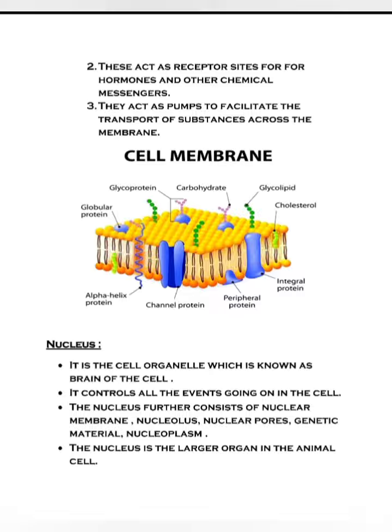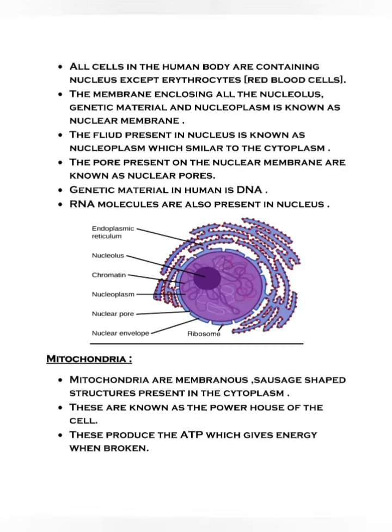Now coming to the nucleus, it is the cell organelle which is known as the brain of the cell. It controls all the events going on in the cell. The nucleus further consists of nuclear membrane, nucleolus, nuclear pores, genetic material, and nucleoplasm. The nucleus is the largest organelle in the animal cell. All cells contain a nucleus except red blood cells. Red blood cells are also known as erythrocytes.